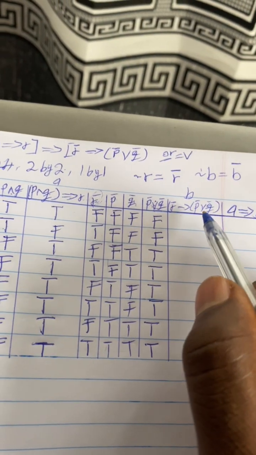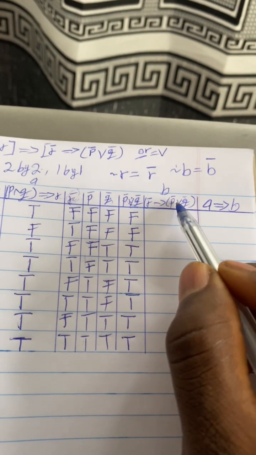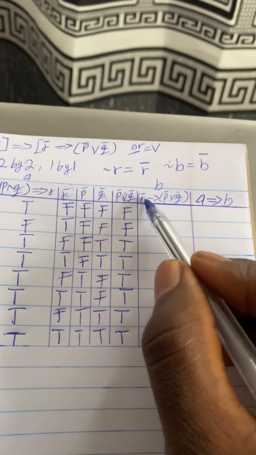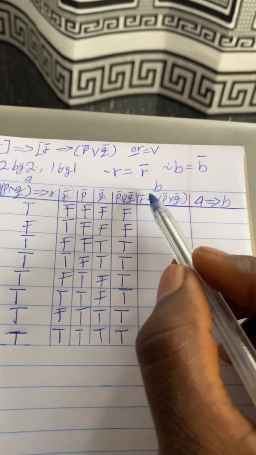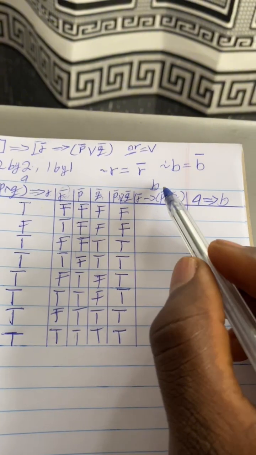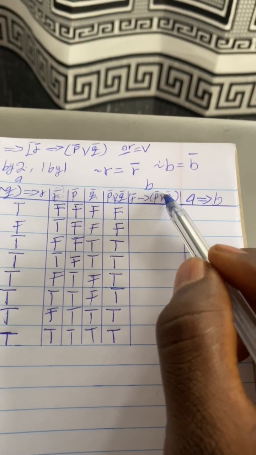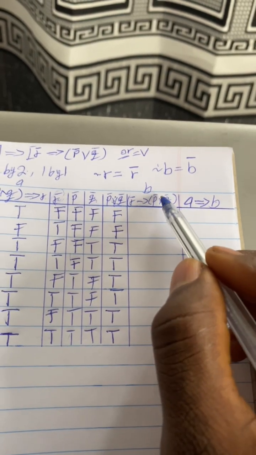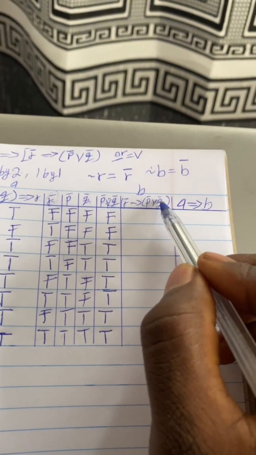So we first look, even if this means even if this part is true and this part is true, you put in true. Even if this part is false and this part is false, you put in true. And if this part is true and this part is false, you put in true, because we are focusing on this part, because not R implies this.